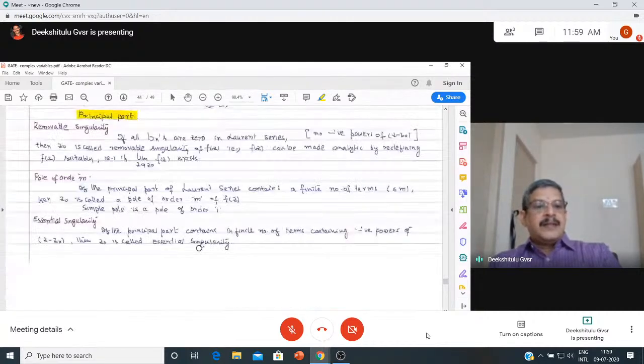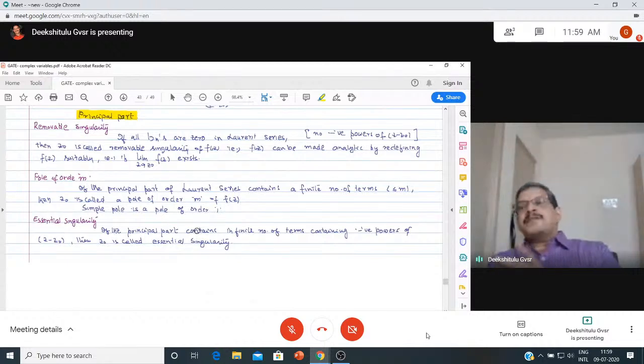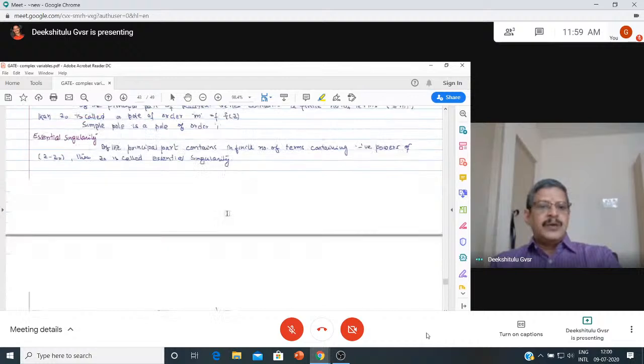And then pole of order m. Understand very clearly: when there are zero terms in negative powers, it is called a removable singularity. With an infinite number, it is called an essential singularity. What happens if there is a finite number of negative powers? That is called a pole of order m. If the principal part of the Laurent series contains a finite number of terms, then z0 is called a pole of order m of f(z). A simple pole means a pole of order 1.